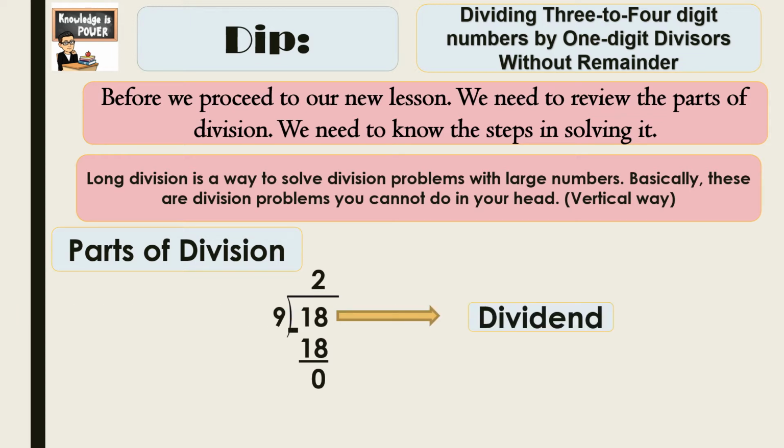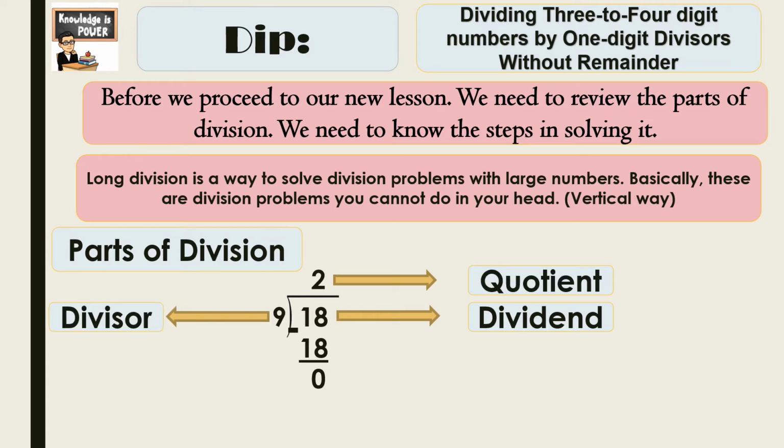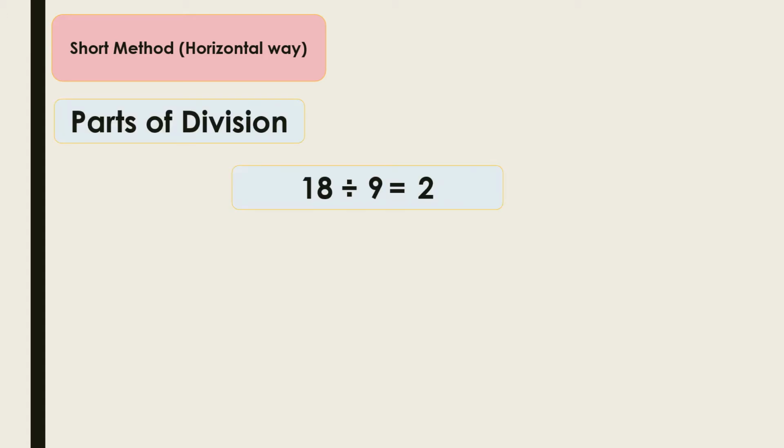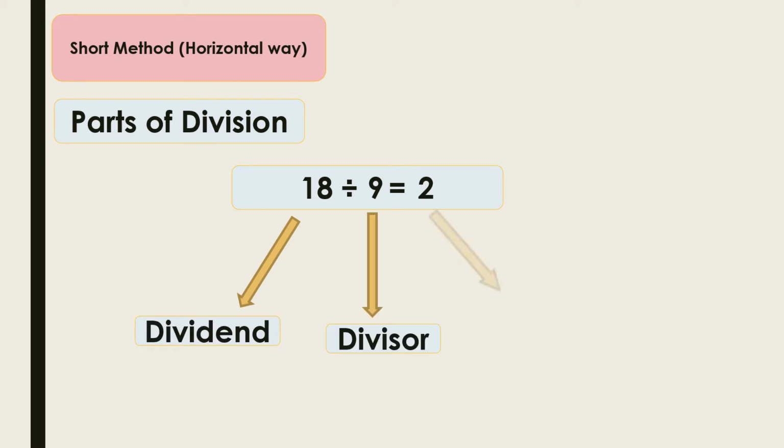First is the dividend. The second part is the quotient. And the last part is the divisor. Short method. This is the horizontal way, from left to right. So 18 divided by 9 is equals to 2. The 18 there is the dividend, 9 is the divisor and 2 is the quotient.